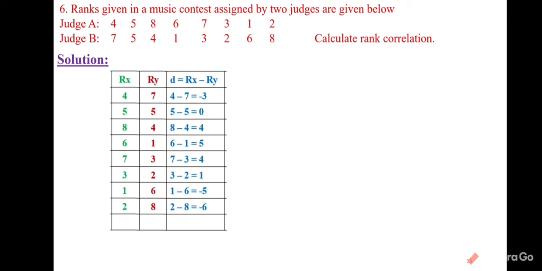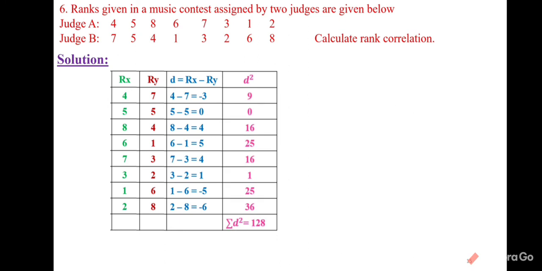4 minus 7 is minus 3, 5 minus 5 is 0, 8 minus 4 is 4, 6 minus 1 is 5, 7 minus 3 is 4, 3 minus 2 is 1, 1 minus 6 is minus 5, 2 minus 8 is minus 6. Then square it: 3 square 9, 0 square 0, 4 square 16, 5 square 25, 4 square 16, 1 square 1, 5 square 25, 6 square 36. Sum of all the values: 9 plus 16 plus 25 plus 16 plus 1 plus 25 plus 36, which is 128.